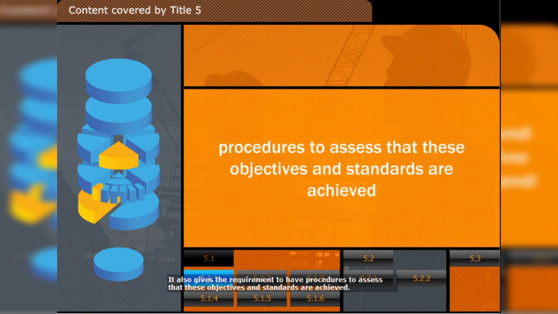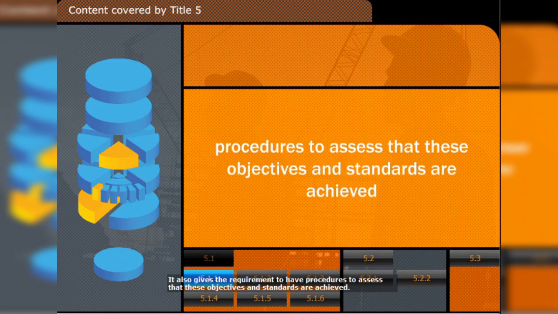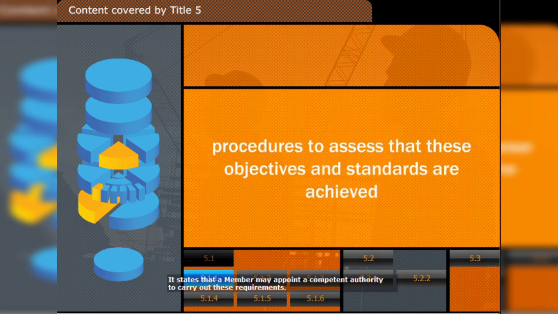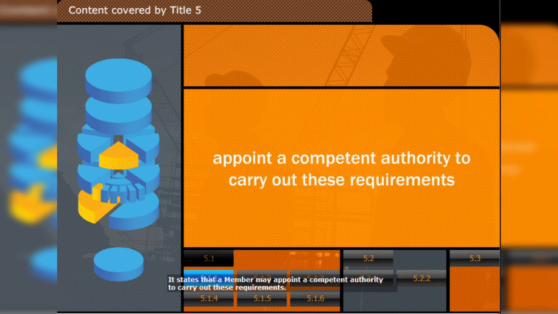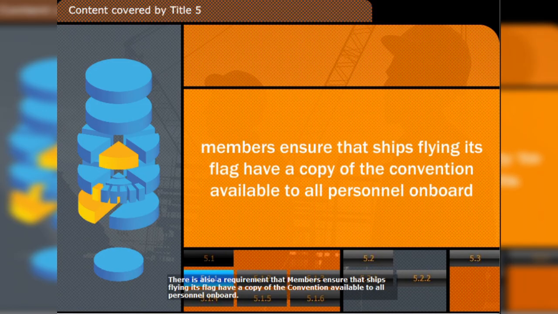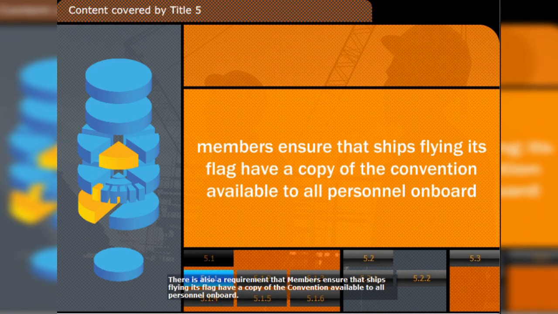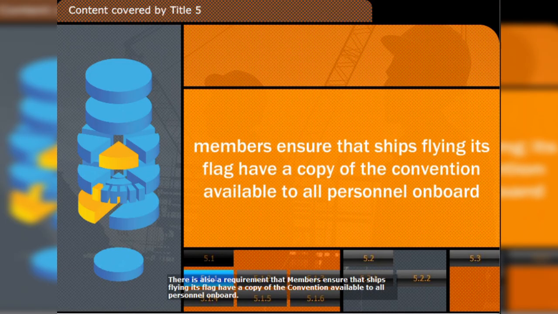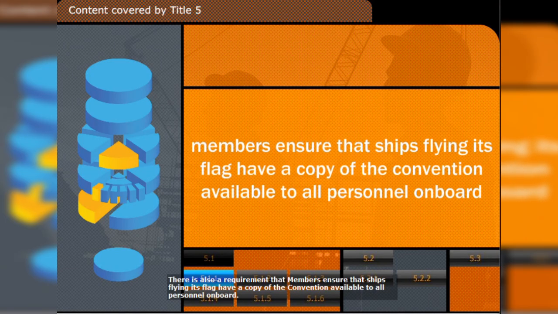It also gives the requirement to have procedures to assess that these objectives and standards are achieved. It states that a member may appoint a competent authority to carry out these requirements. There is also a requirement that members ensure that ships flying its flag have a copy of the Convention available to all personnel on board.